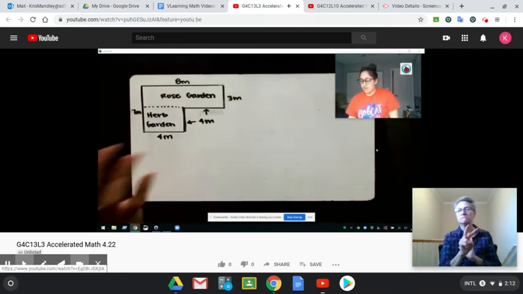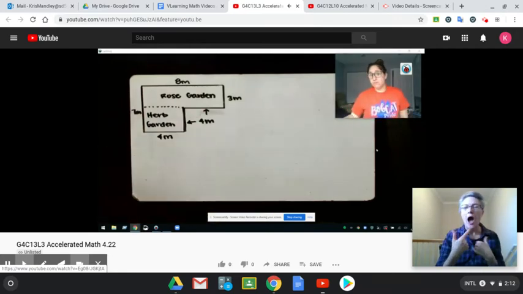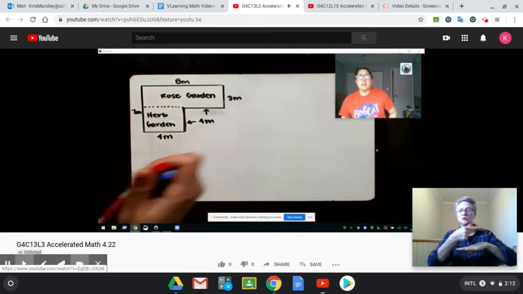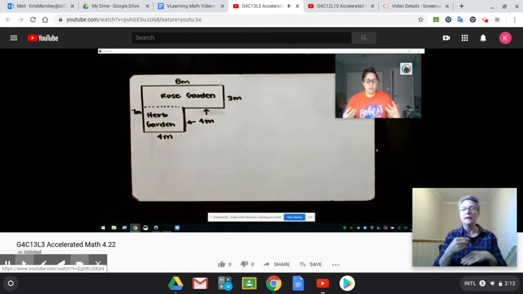We've got a garden here that's split into 2 sections. We've got a rose garden and we've got an herb garden. And so what we're going to do is figure out, well, what's the total area of these 2 combined gardens or these 2 combined rectangles?